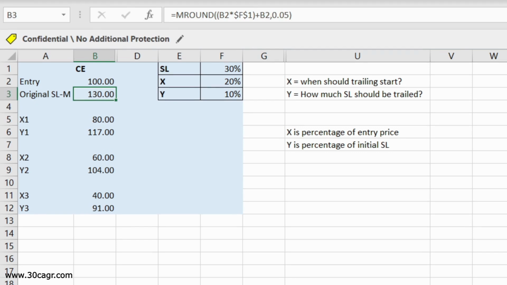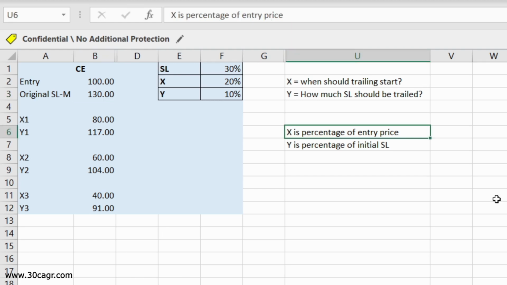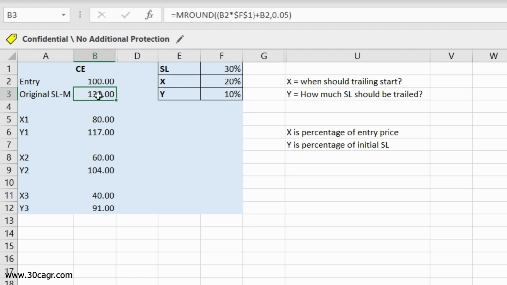Now one question that you might ask me, what is this percentage? How are we calculating these percentages, right? That's the most important in this strategy. X is always a percentage of entry price, whereas Y is the percentage of initial stop loss. Here we have given 10% as Y value, and then our initial stop loss is 130. So 10% of 130 is 13 rupees. So the stop loss will be trailed to 117 once our option moves into 20% profit. As simple as that. Now that we understood how this entire concept works, we also need to remember one more thing.